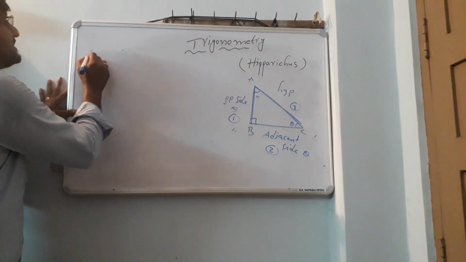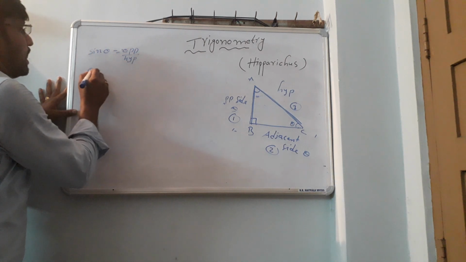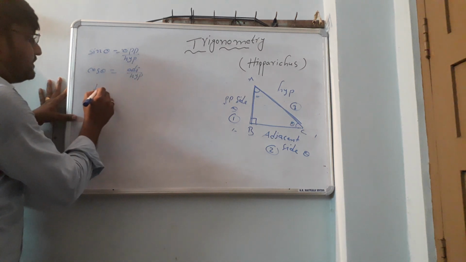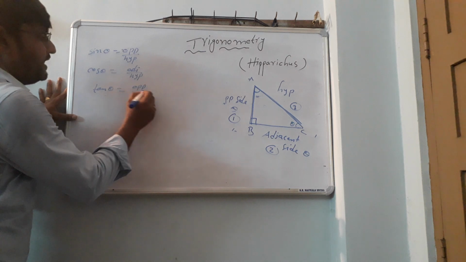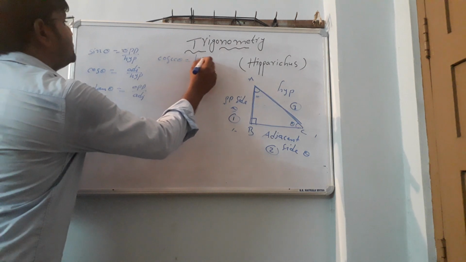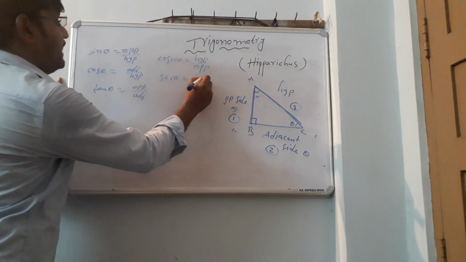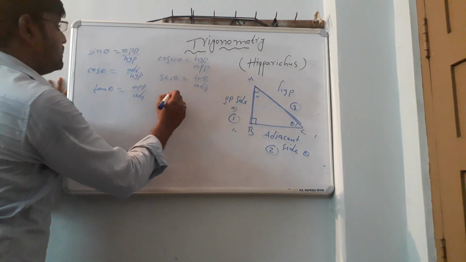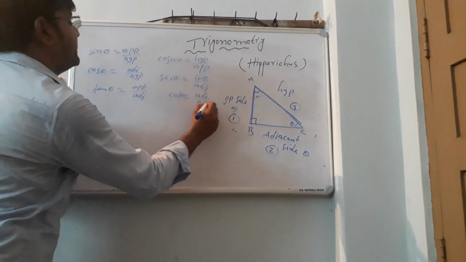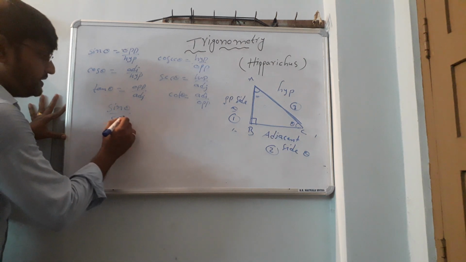So listen. Sin theta is equal to opposite side by hypotenuse, and cos theta is equal to adjacent side by hypotenuse, and tan theta is equal to opposite side by adjacent side, and cosecant theta is equal to hypotenuse by opposite side, and secant theta is equal to hypotenuse by adjacent side, and cot theta is equal to adjacent side by opposite side.